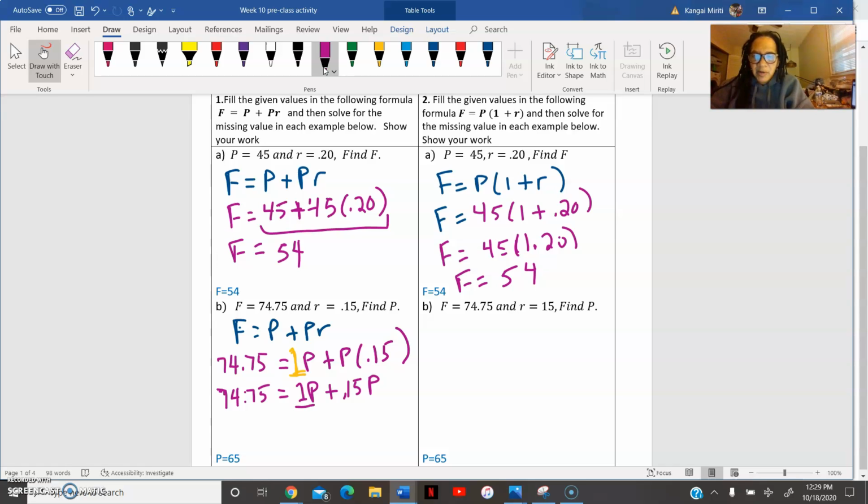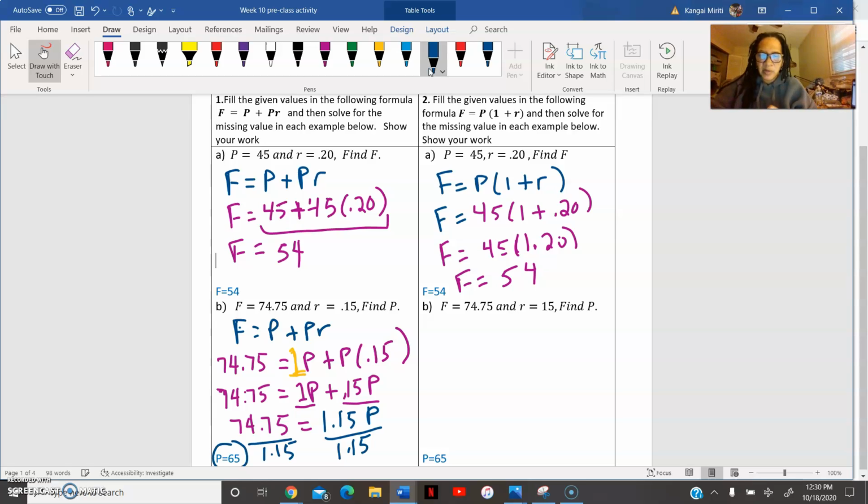So what I have here are two terms that have a p, so they're like terms. So I can combine them together. 1p plus 0.15p is the same as 1.15p. And then if I want to find out what p is, if I want to get p alone, then I have to divide by what's being multiplied by p. And if you do that division, you should come out to p equals 65.